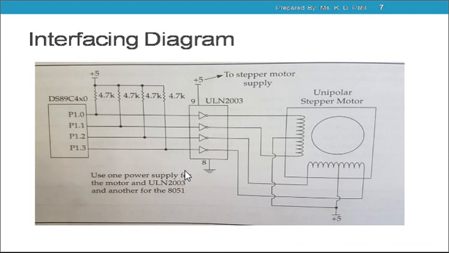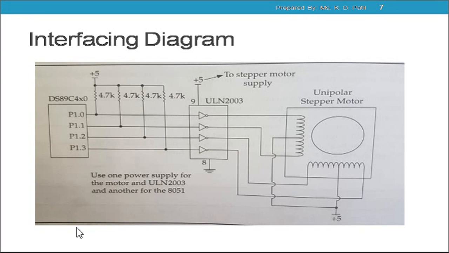This is the diagram where the 8051 microcontroller is interfaced with the unipolar stepper motor. The four windings, that is A, B, C, D, are interfaced with the port pins P1.0, P1.1, P1.2 and P1.3 of the 8051 microcontroller, and a power supply is given to the stepper motor and ULN2003 as well as to the 8051 microcontroller.